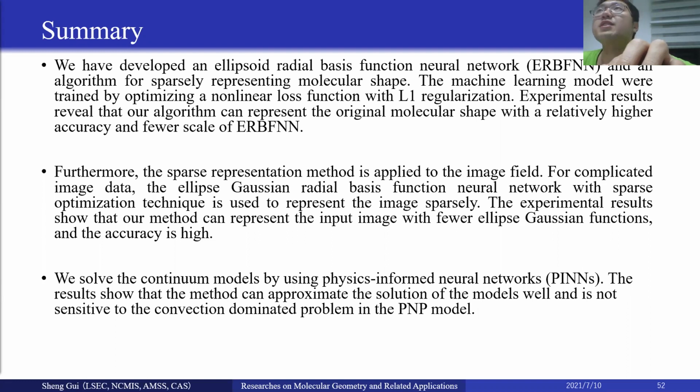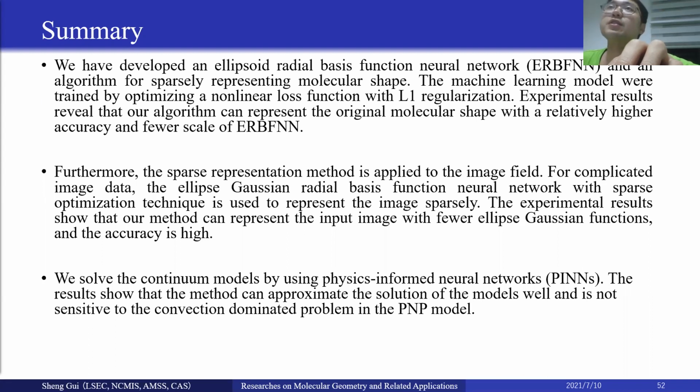Furthermore, the sparse representation method is applied to the image field for the compressed image data. The ellipse Gaussian radial basis function neural network with the sparse optimization technique is used to represent the imagery sparsely. The experimental results show that our method can represent the input imagery with few ellipsoid Gaussian functions, and the accuracy is high.